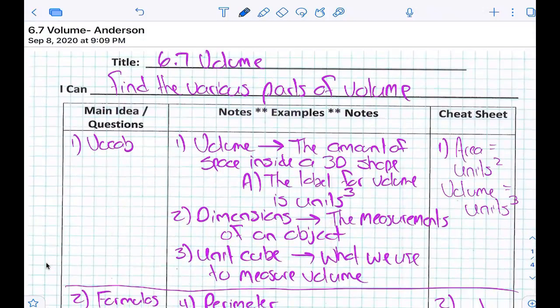Today we are working on volume. Can you find the volume? Can you find the various parts of volume? Yes. All right, here we go. Volume is the amount of space inside a 3D shape, right?